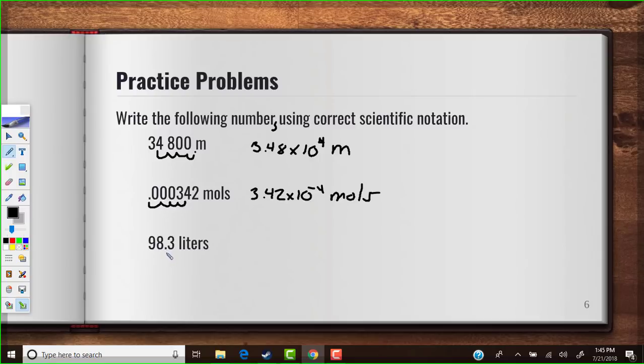98.3 liters. Again, we need to move the decimal point to where the number is between 1 and 10. So we'll take that decimal point, we're going to move it over 1 spot. So our new number is 9.83 times 10. And we moved it to the left 1 spot, so that's a positive 1. And our unit is liters. Okay? That's how you write those numbers using scientific notation. Pretty straightforward. Just make sure you follow the rules accordingly. You guys will have no problems with this whatsoever.